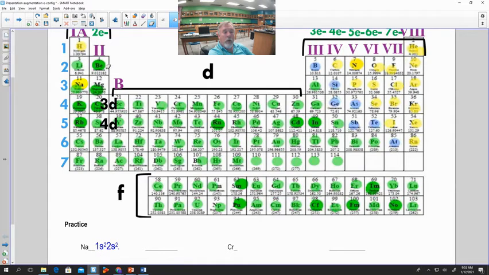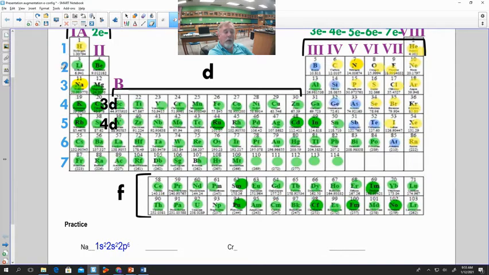Keep going across that row. The next thing we come across is our P level here. Now remember, this is row 2 we're in, so this is going to be our 2p level. And there's 1, 2, 3, 4, 5, 6 electrons in there. So we're going to come up with a 2p6.